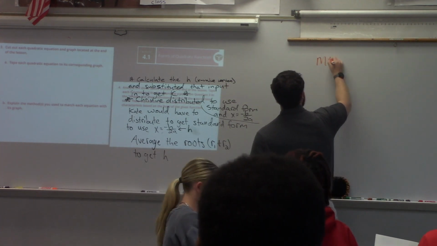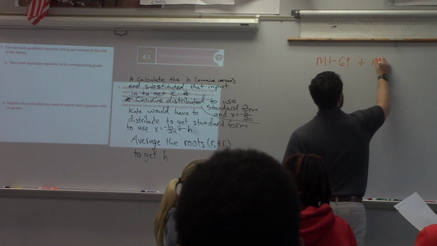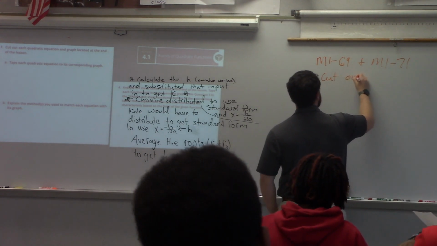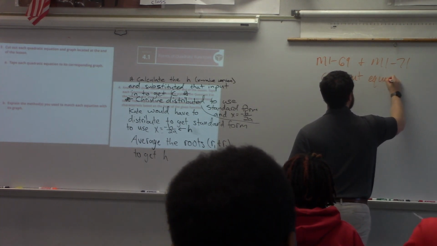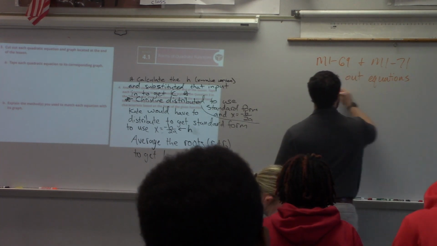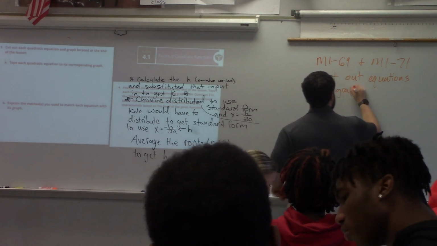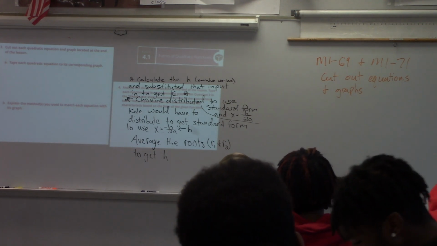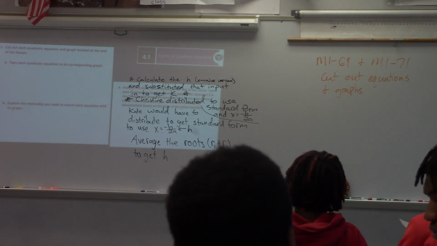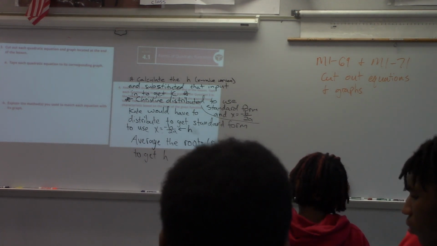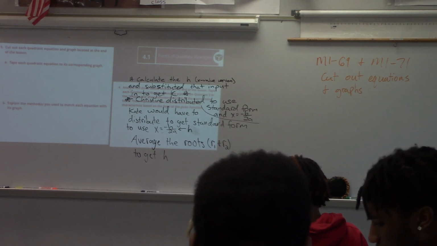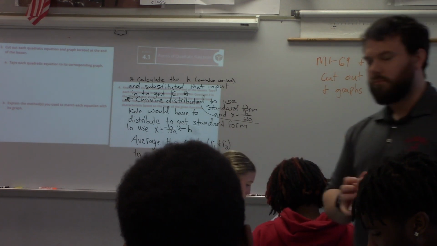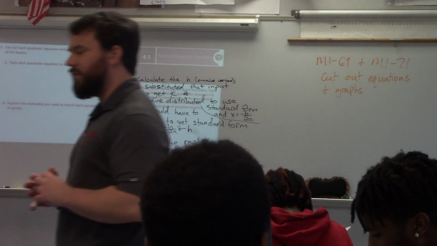M1-69 and M1-71. Cut out the equations and graphs. I'll give you more instructions after we get those cut out. If there's an extra pair of scissors somewhere, let me know so I can distribute those as needed. Please try to cut quickly and efficiently.